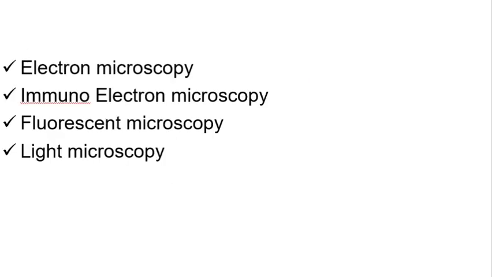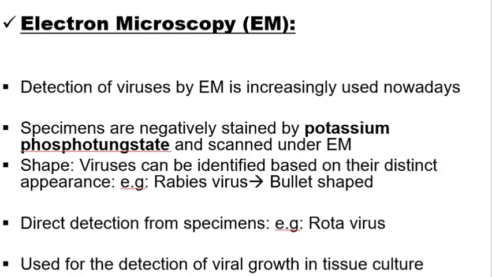So first one is direct demonstration of the virus, which involves different methods like electron microscopy and the modification of electron microscopy, that is immune electron microscopy, which is more sensitive, then fluorescent microscopy, then light microscopy. So first one is electron microscopy. So we know that we cannot observe the viruses under light microscope. We have to use electron microscope because they are very small in size to observe under light microscope.